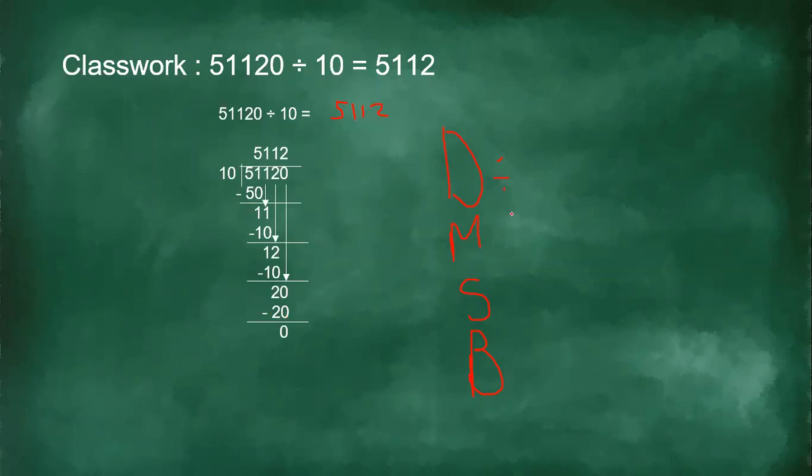That's how you get the answer. Divide, multiply, subtract, bring down. And always remember that you are subtracting multiples of your divisor. You are working with multiples of the divisor.